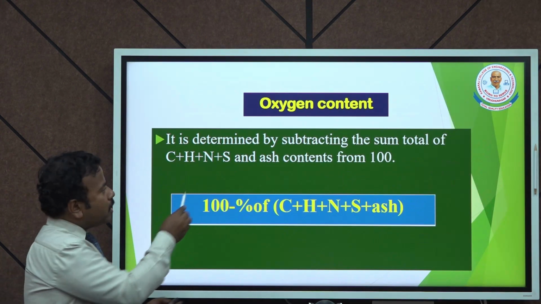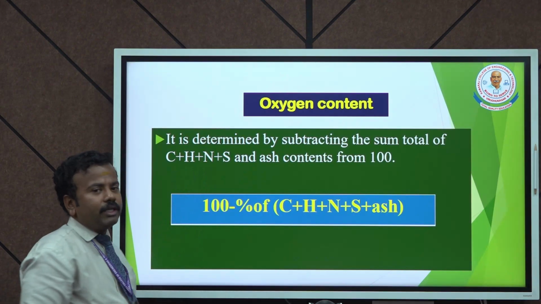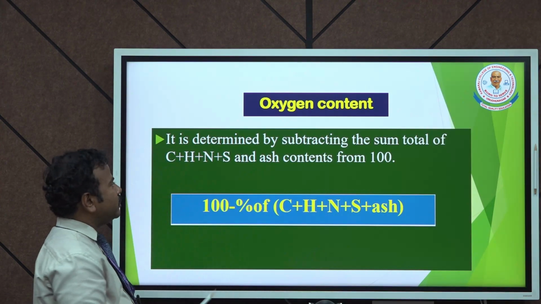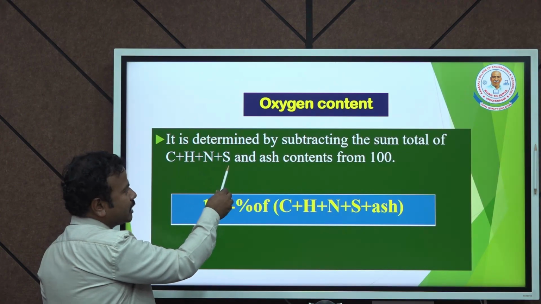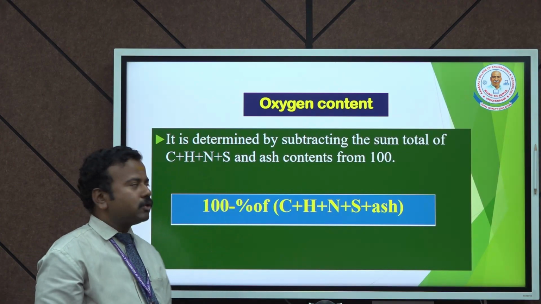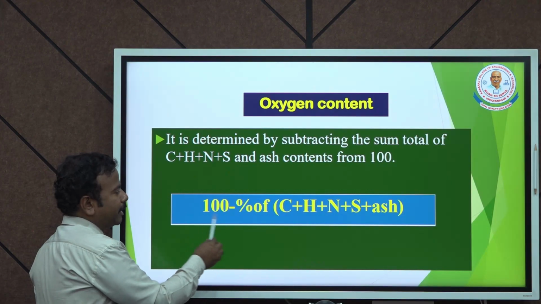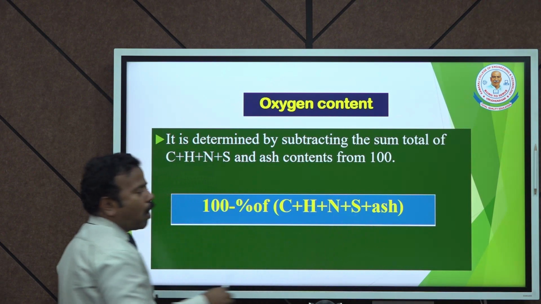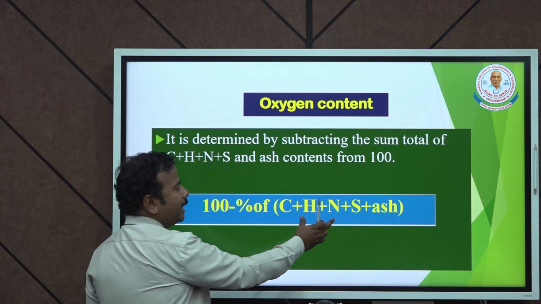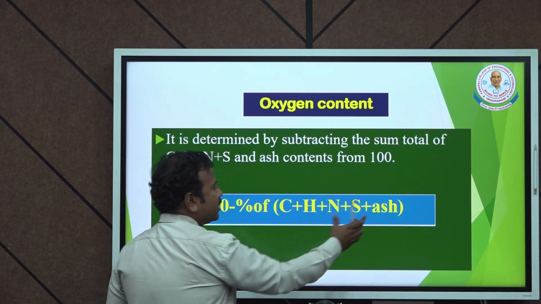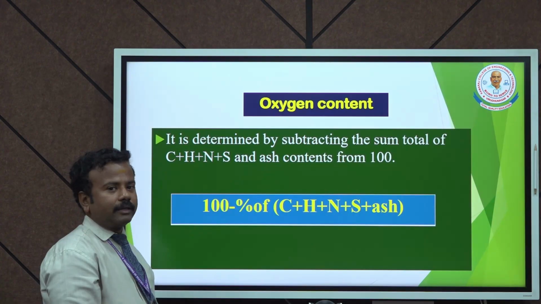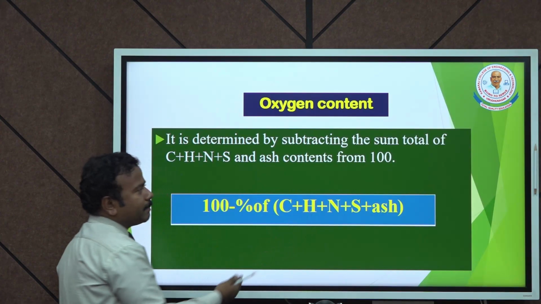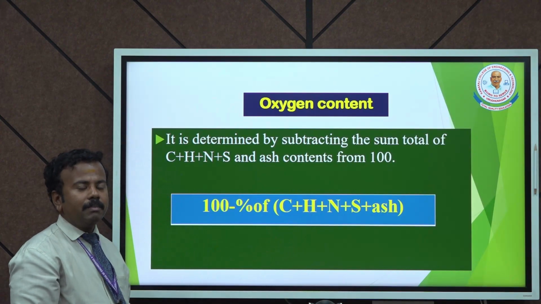So the next one is oxygen content. Finally we have to find out the oxygen content. Oxygen content does not have a separate method. From the analysis of the coal sample for carbon, hydrogen, nitrogen, sulfur and ash, we sum up the percentages of all of them, and then 100 minus that total percentage gives the percentage of the oxygen.